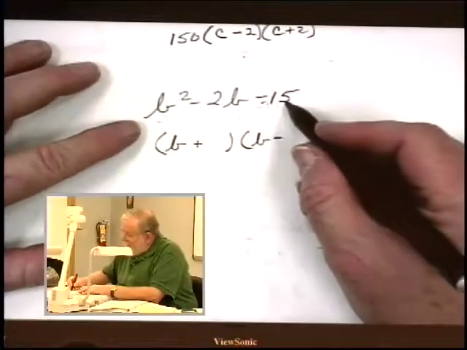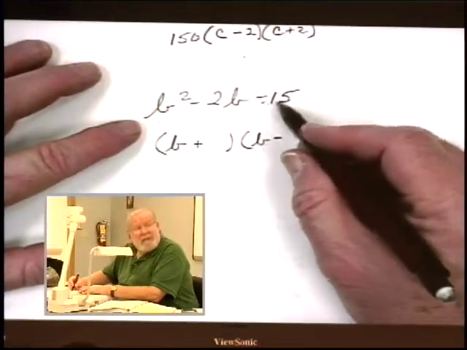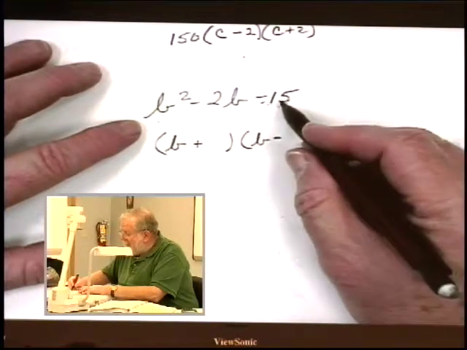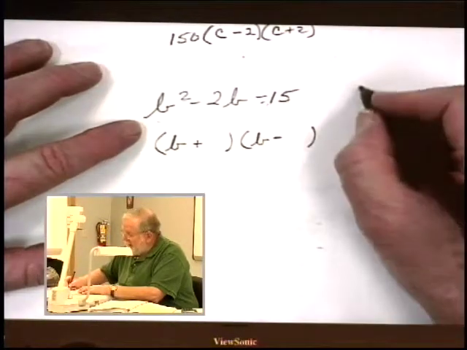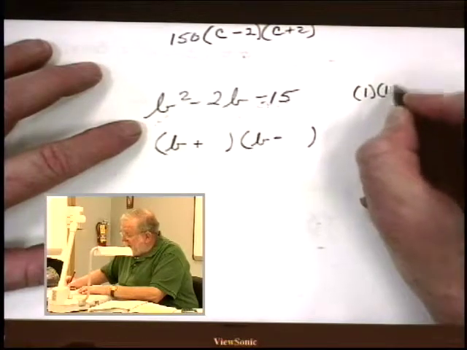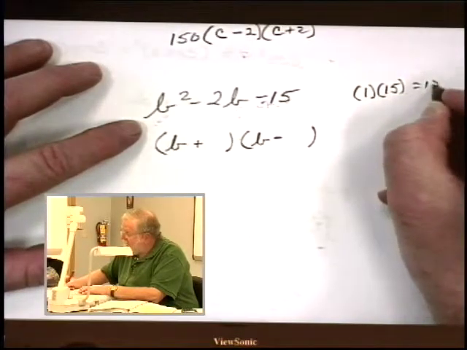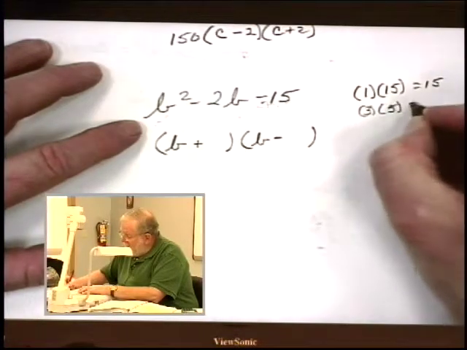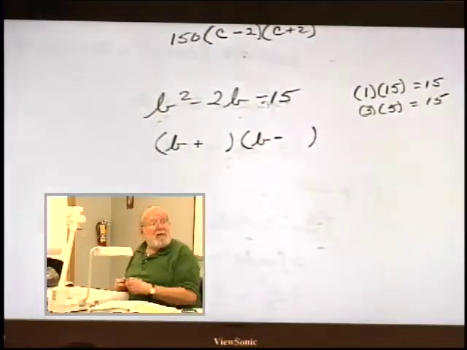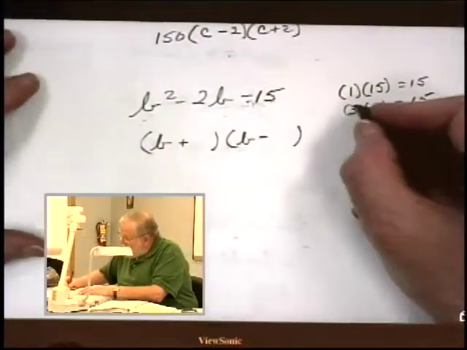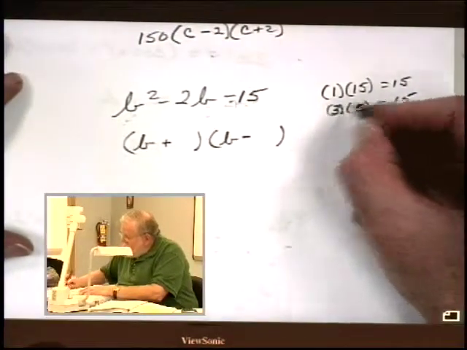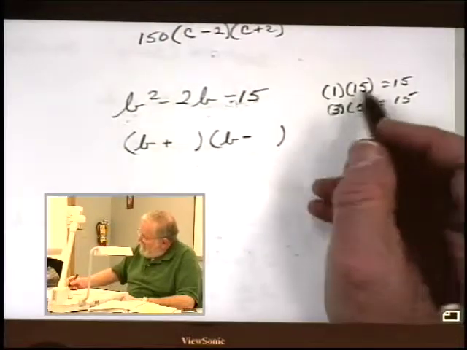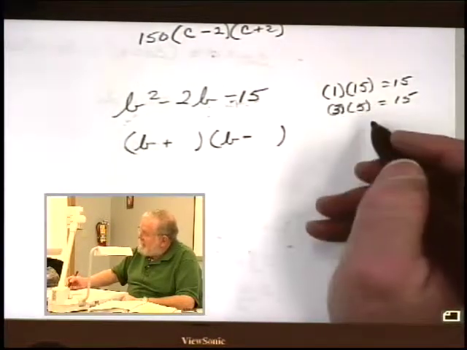The next thing we do is we look at this 15 and we figure out what are the factors that multiplied together can give us 15. 1 times 15 equals 15. All right? And 3 times 5 equals 15. And those are the only whole numbers that we can multiply together to get 15. So one of them is going to be positive and one of them is going to be negative.